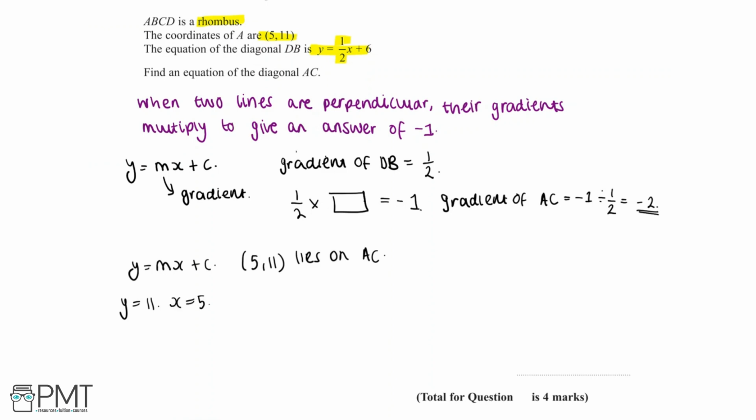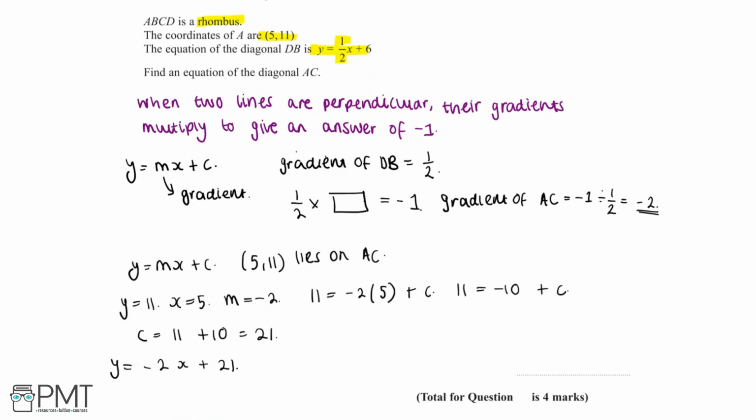And we worked out that the gradient is -2, so we can say that m equals -2. But we don't know what c is. So we can substitute the values that we have in order to work out c. We can say that 11 equals -2 multiplied by 5 plus c. 11 equals -10 plus c. Therefore c equals 11 plus 10, which is equal to 21. And so we're left with y equals -2x plus c, but c is 21. And so we found our final answer of y equals -2x plus 21, which you can write in the answer box over here.